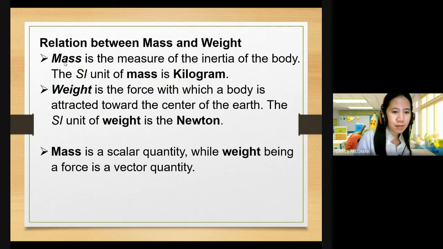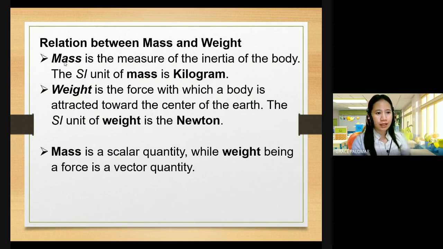So mass is the measure of the inertia of a body. The SI, or the standard unit for mass, is kilogram. Weight, on the other hand, is the force with which a body is attracted towards the center of the earth. The SI unit of weight is Newton. Mass is a scalar quantity, which means scalar is what? What do you think is scalar?